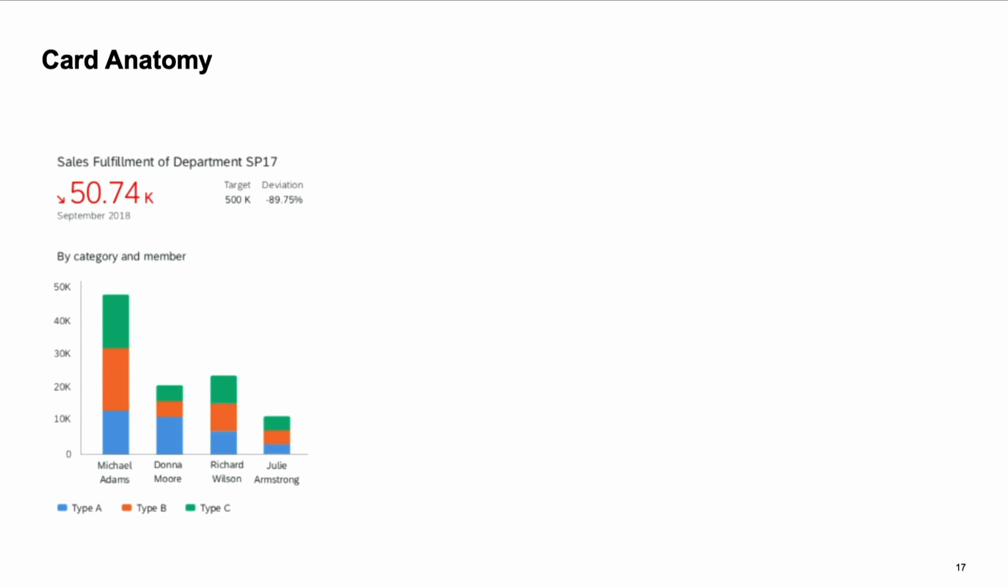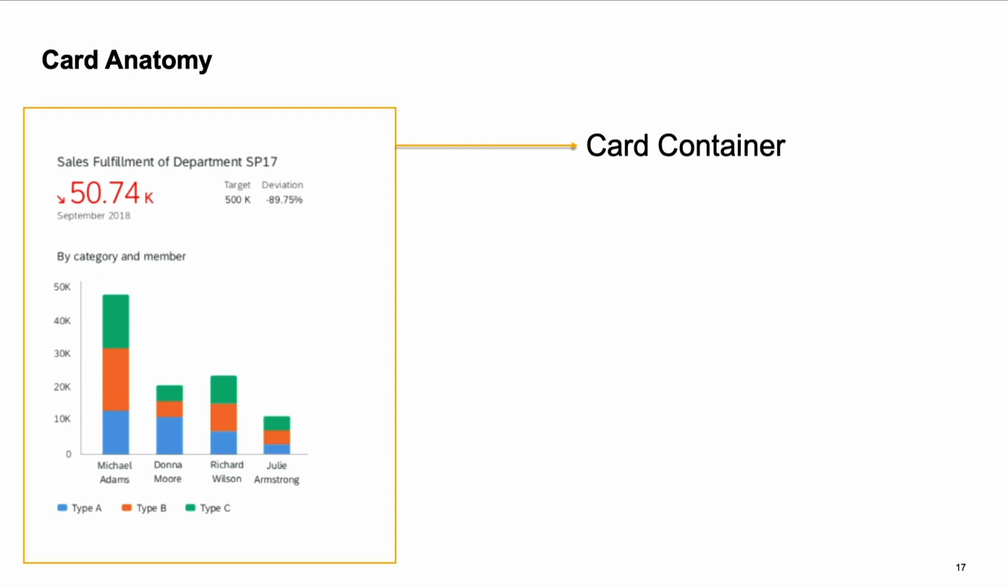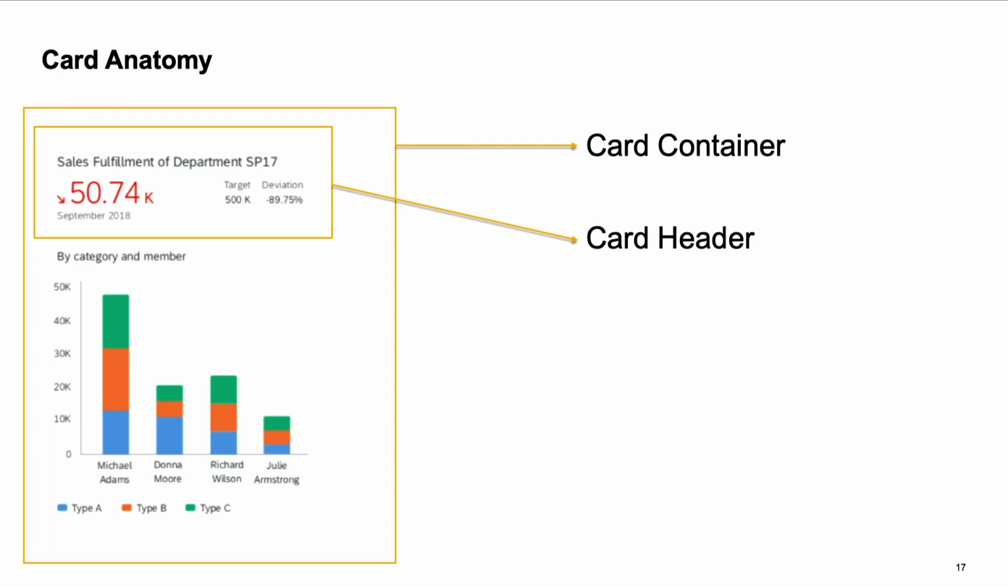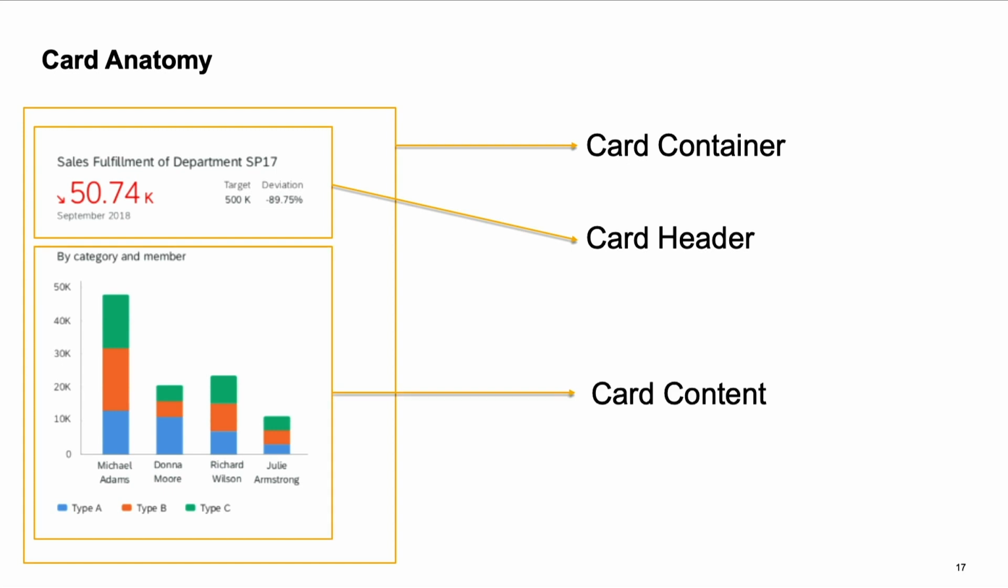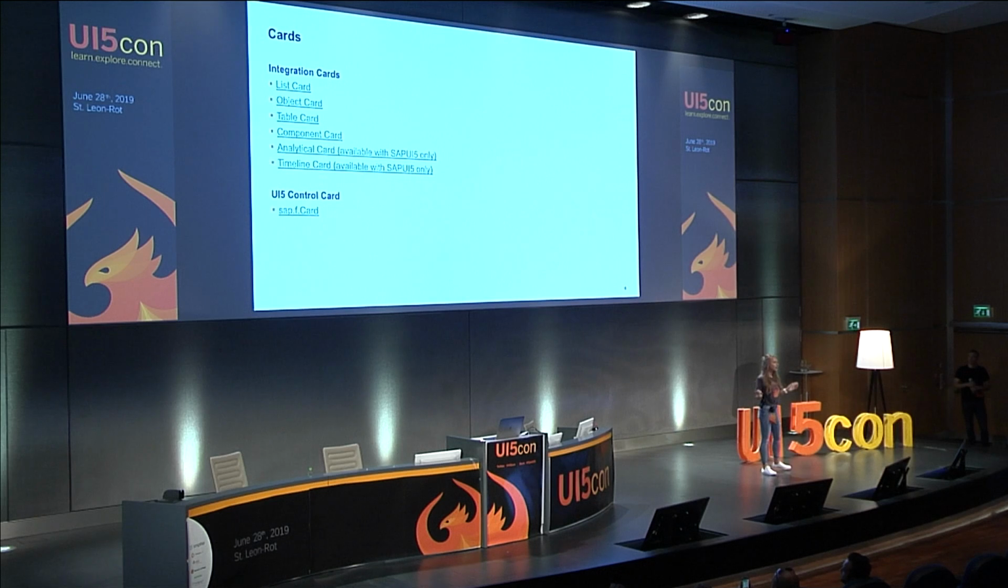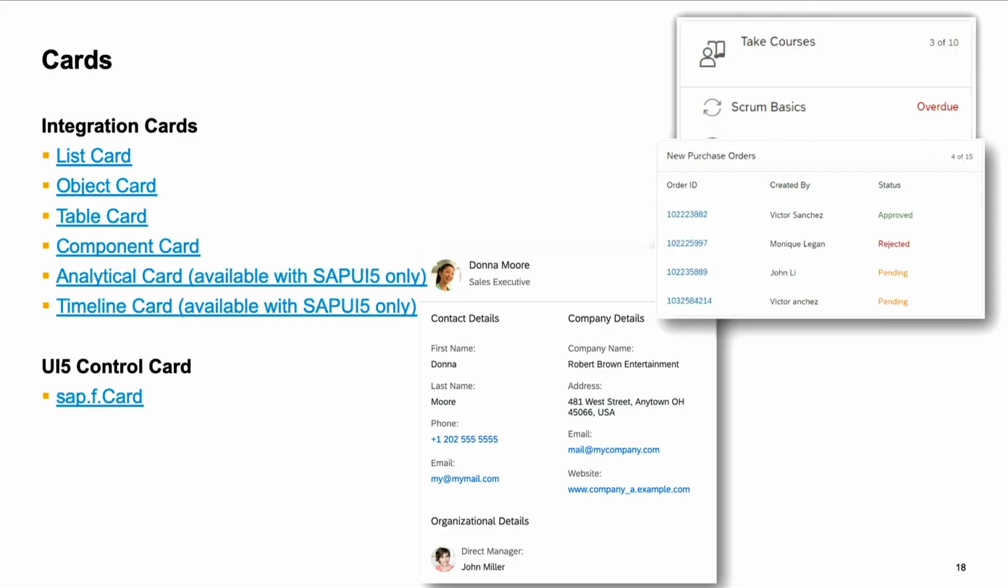Also, for the cards, you need to know that they have a card anatomy, as we say. A card consists of a card container, which is just a container with rounded corners. The card header is the first main part of a card, and the second main part is the content. The card content is the part where you describe your most important information. We also provide different kinds of predefined cards: the integration cards of type list, of type object, of type table.